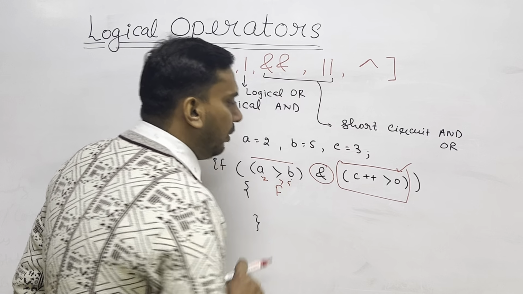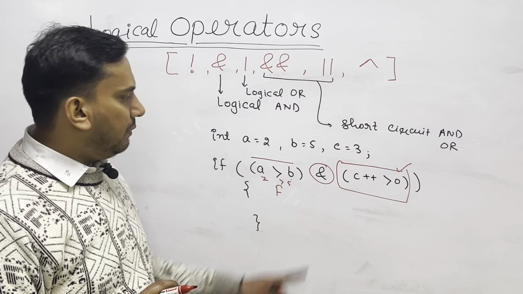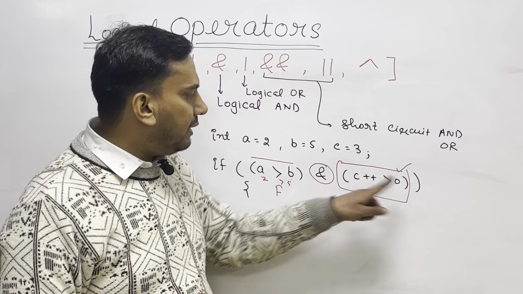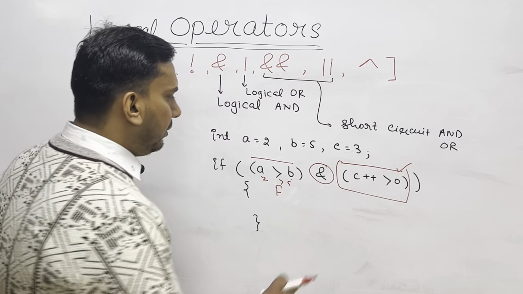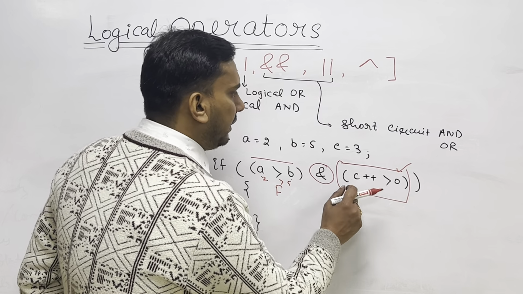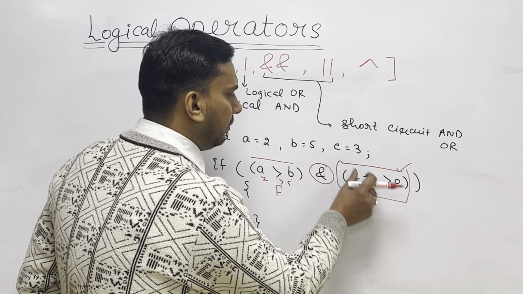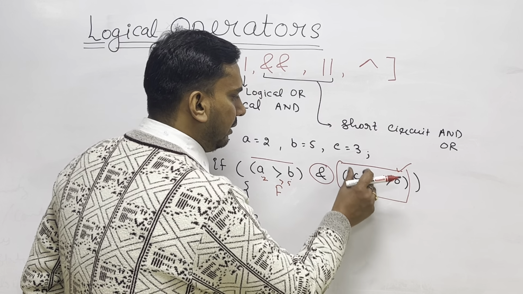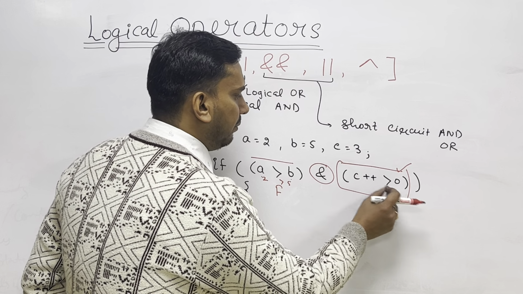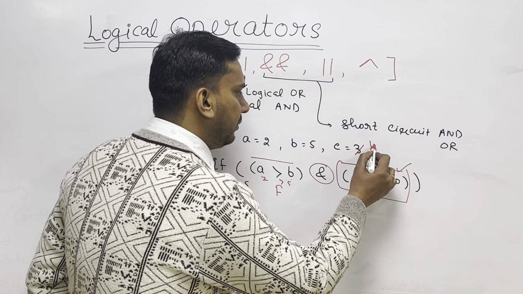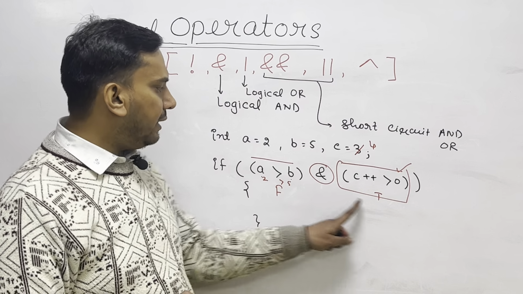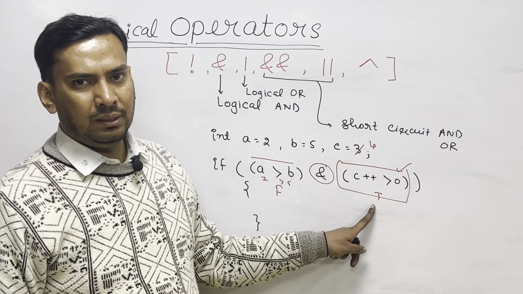Because I am using a normal logical AND operator, it will be executed and it will increment the value of C, because this expression is going to be executed. So it will execute C plus plus, that will be 4, but before the increment the value 3 will be compared, 3 is greater than 0, it will return true and C will become 4. Now false and true is false.